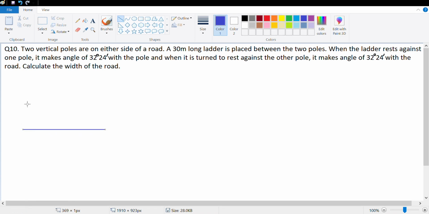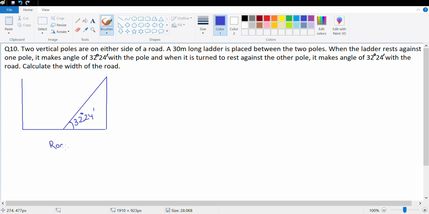Perfect. So let this be the road, and let this be the ladder, tower 1, rather pole 1, not tower, and let this be pole 2. Perfect. Next, a 30-meter ladder is placed between two poles. When the ladder rests against one pole, it makes an angle of 32 degree 24 minutes with the pole. Okay, so it's making an angle of 32 degree, whereas it makes an angle with the road. Okay, so let's say at this point of time it is making an angle of 32 degree 24 minute with the road.